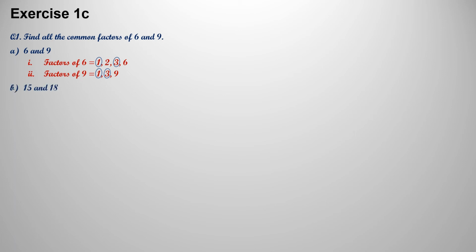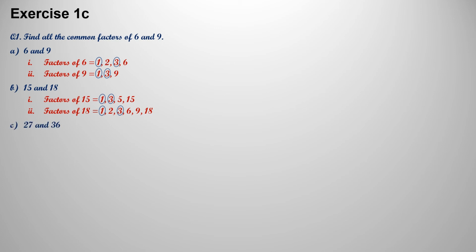Similarly, question number 1, part B, 15 and 18. Now the factors of 15 are 1, 3, 5, and 15. And the factors of 18 are 1, 2, 3, 6, 9, and 18. What's common between them? 1 and 3. Again, 1 and 3 are the common factors of 15 and 18.